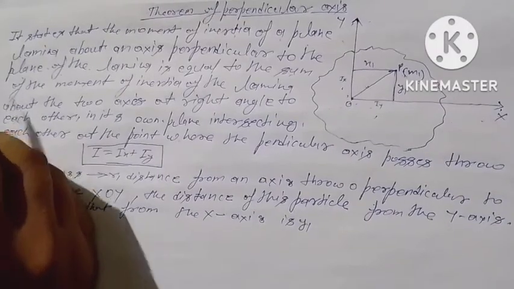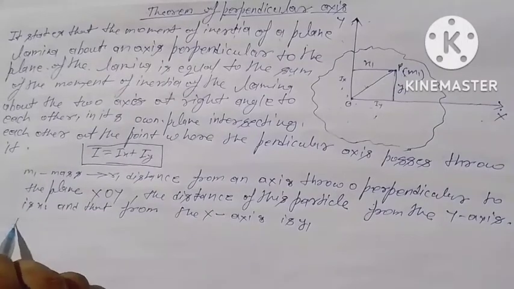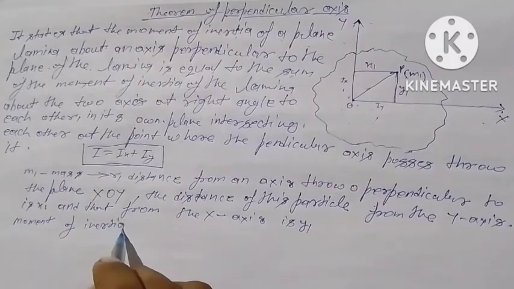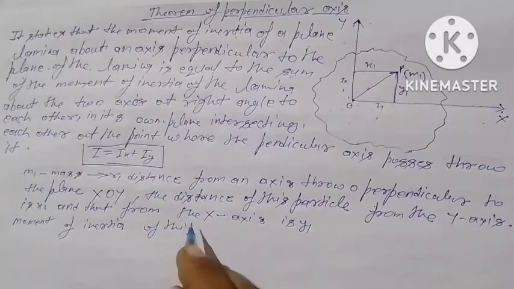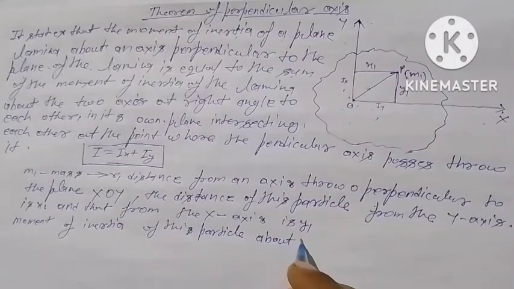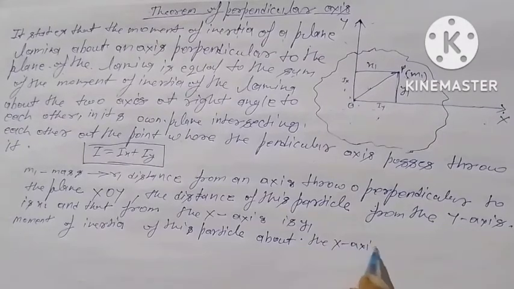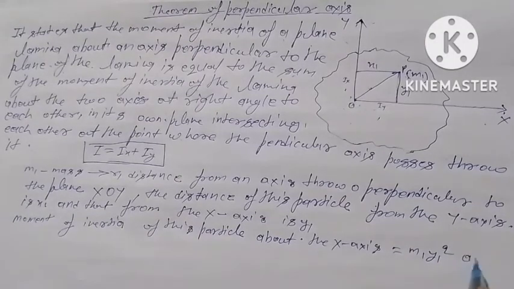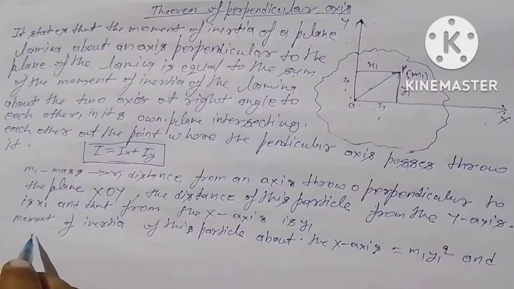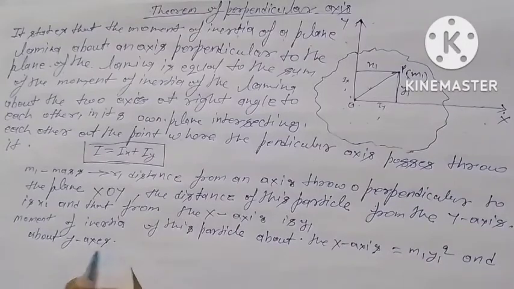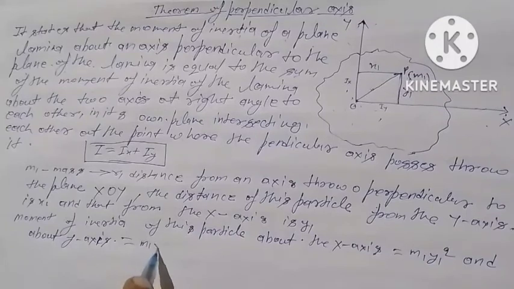Moment of inertia of this particle about the x-axis is equal to m1 y1 square. And moment of inertia of this particle about the y-axis is equal to m1 x1 square.